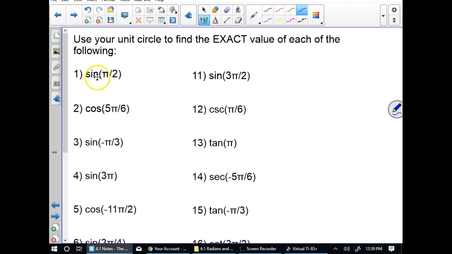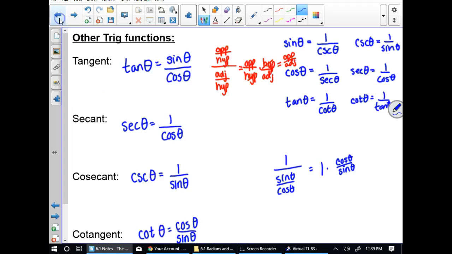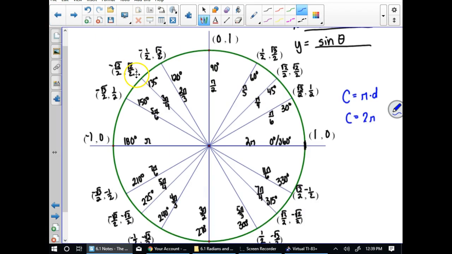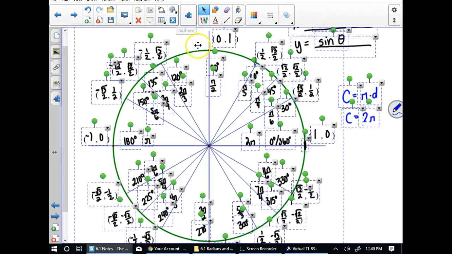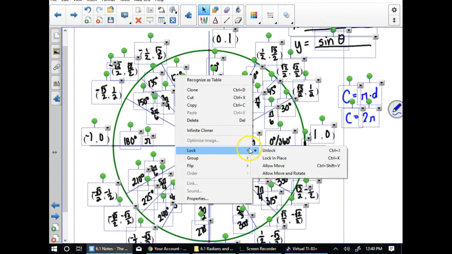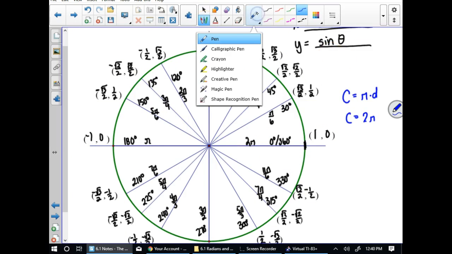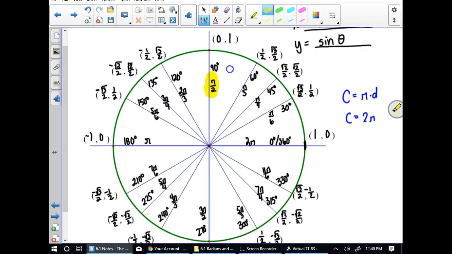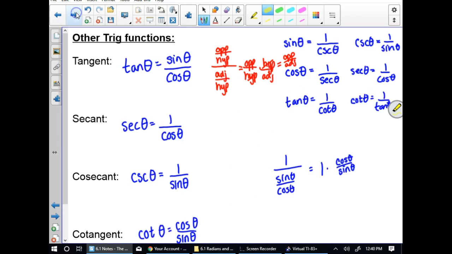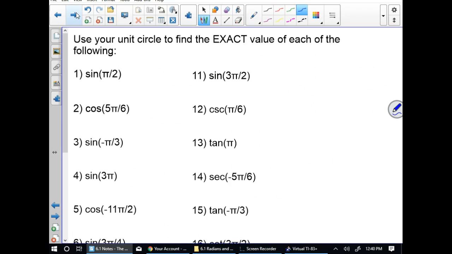So for number 1, we have sine of pi over 2. So we are going to go to our unit circle. Pi over 2 is right here, 90 degrees, right? And sine, is that my x-coordinate or my y-coordinate? Y. So sine of pi over 2 is 1. So my answer for this would just be 1.